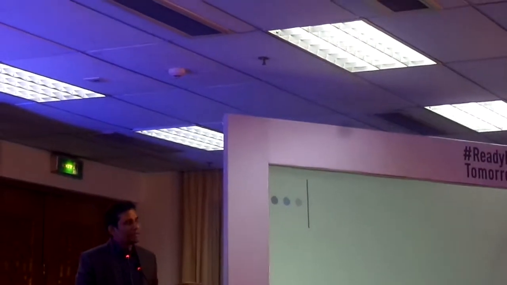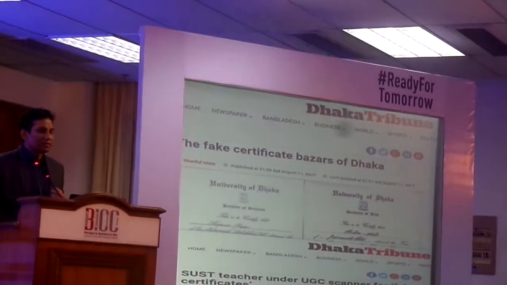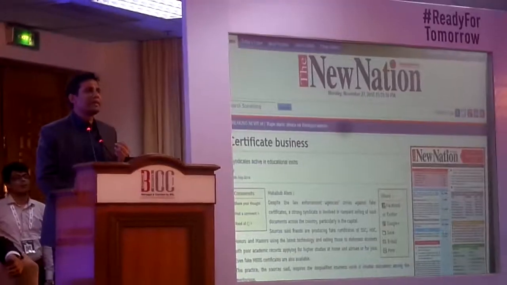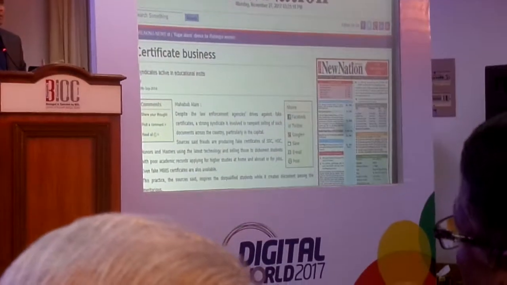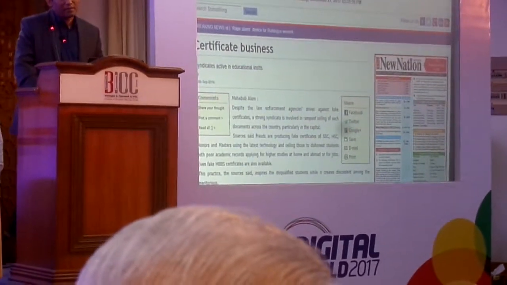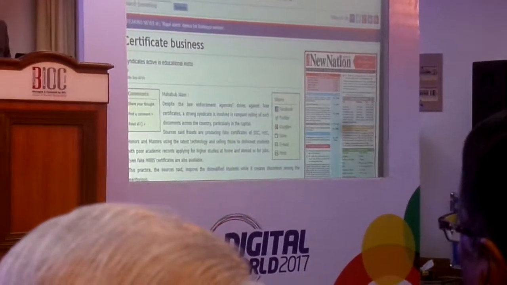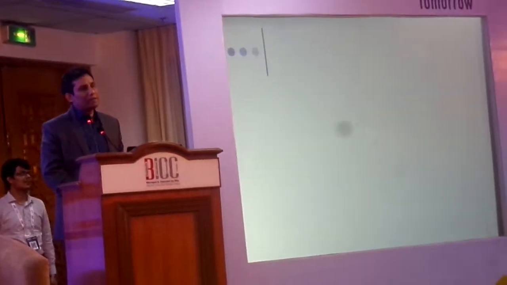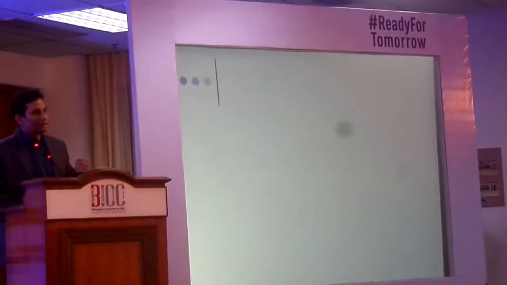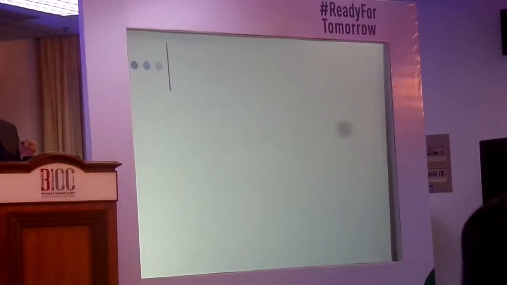Now let's see what happens in our country with educational certificates. This is a common scenario. There are many fake certificates, and this is very easy. Someone goes to Nilkhet and gets some, this is very easy. Even at home we can do it, with a few taka. So how can we avoid it? How can we ensure the authenticity, the originality of our valuable certificates?